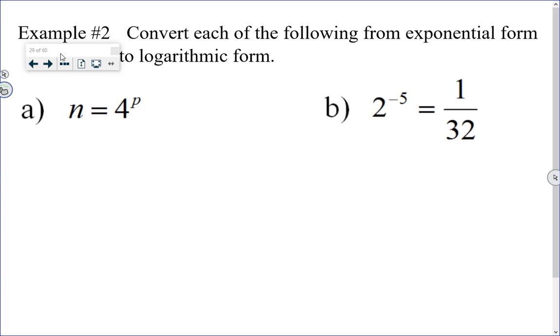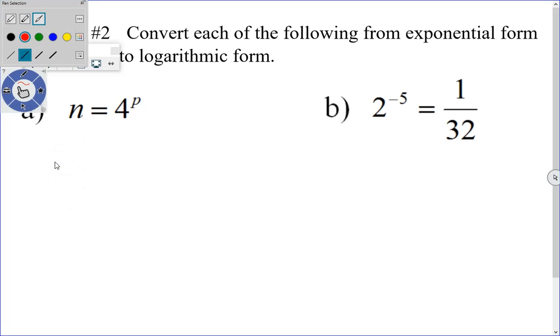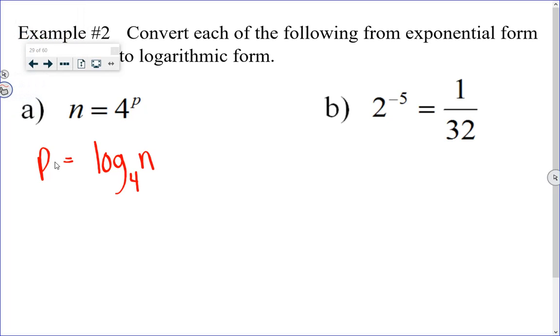All right. So convert each of the following from exponential form to logarithmic form. Well, this is how I do it. P is the exponent, which means P is equal to the logarithm. It's the log base 4 because the exponential form had a base 4, and it's of n. And I'm going to be saying this over and over and over again. When you look at this, I can say P equals log base 4 of n.